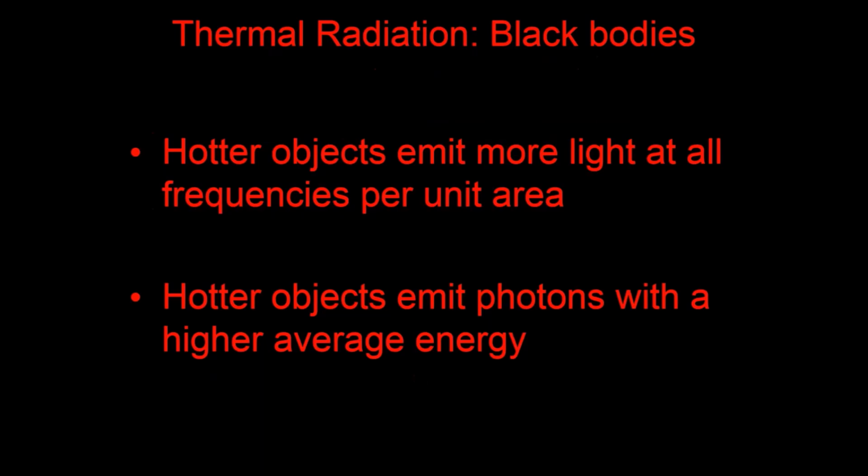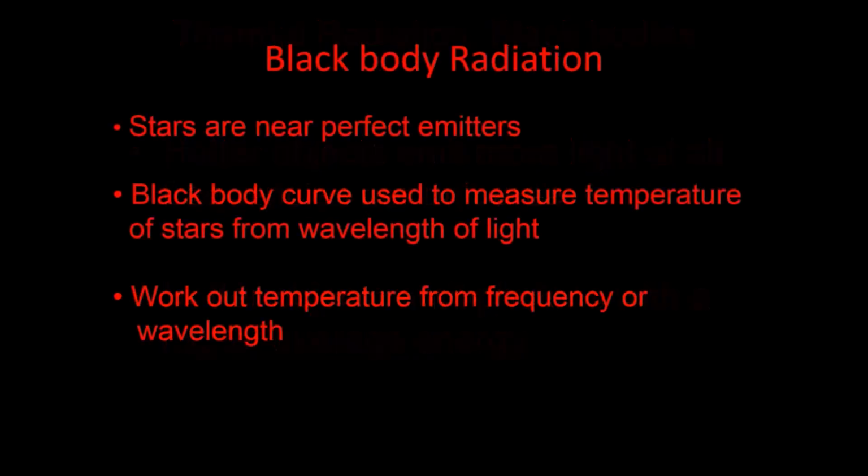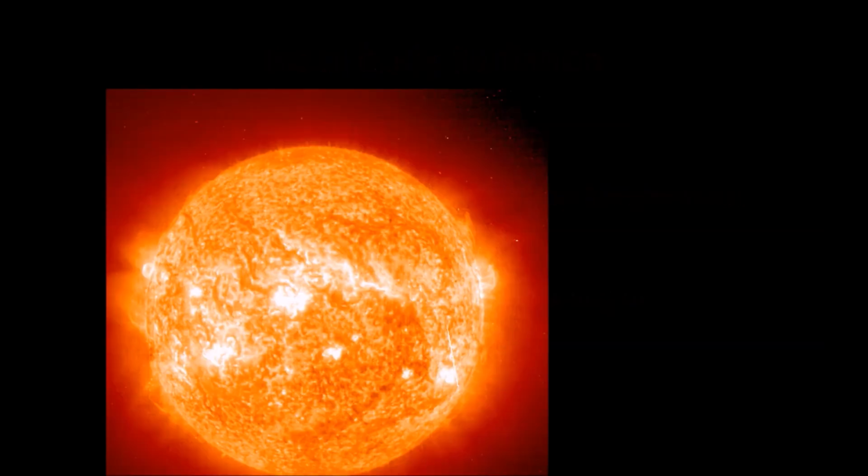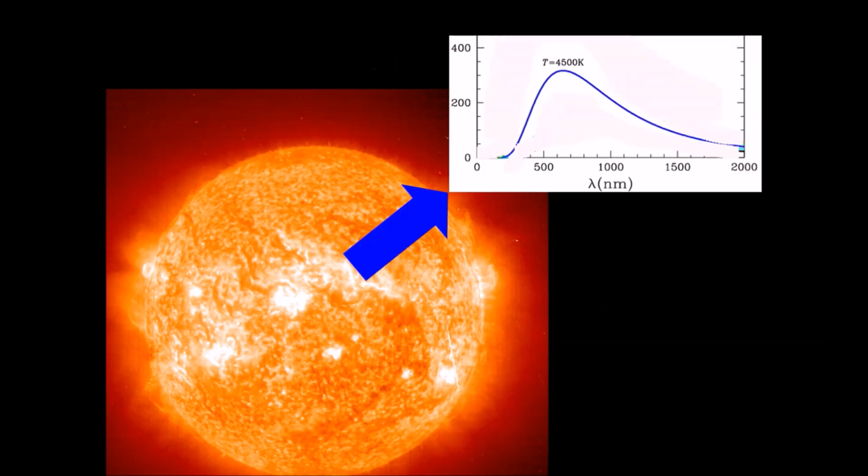So hotter objects emit more light at all frequencies per unit area and emit photons with a higher average energy. And because stars are near perfect emitters, we can use a blackbody curve to measure the temperature and the wavelength of light that we should expect to see from them. So we can work out the temperature, the frequency and the wavelength of the light we should see from specific stars. And that's why we know that blue stars are hotter and red stars are colder.